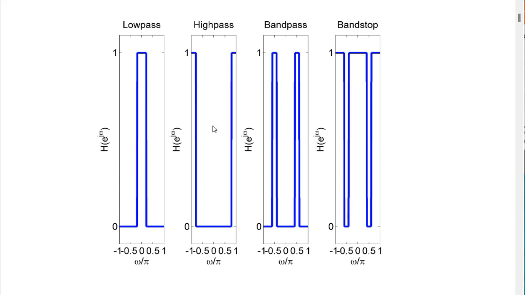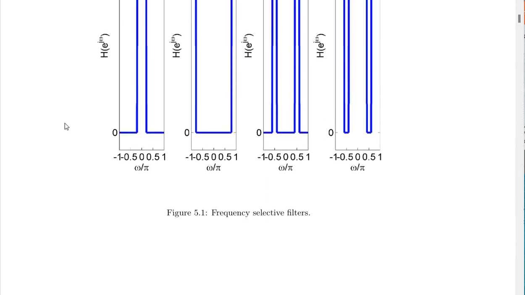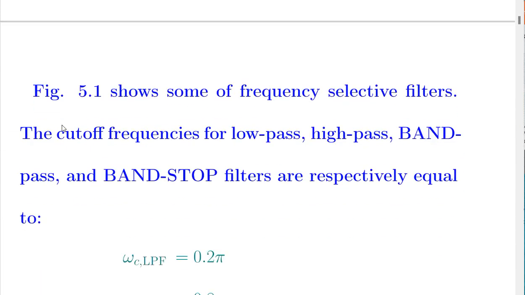What about high pass? You see here, 0 is not permitted to pass, but higher frequencies are. Band pass and band stop. Later you'll get more familiar with the idea. Figure 5.1 shows some of the frequency selective filters.